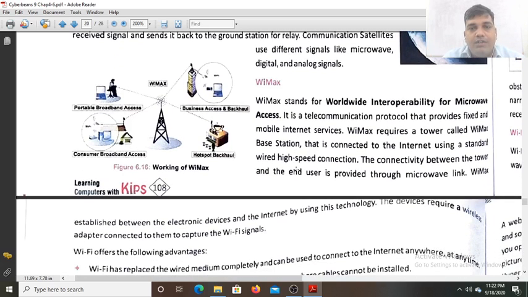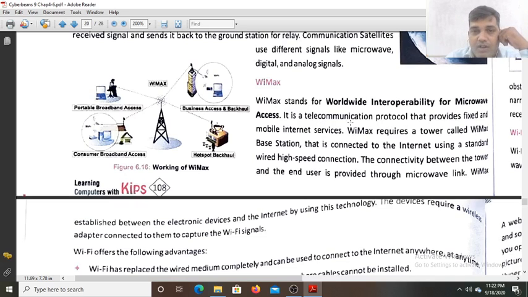Next is WiMAX, which stands for Worldwide Interoperability for Microwave Access, and they use microwave signals. It is a telecommunication protocol that provides fixed and mobile internet services. So both the mobile internet services and the fixed internet services are given with this WiMAX.